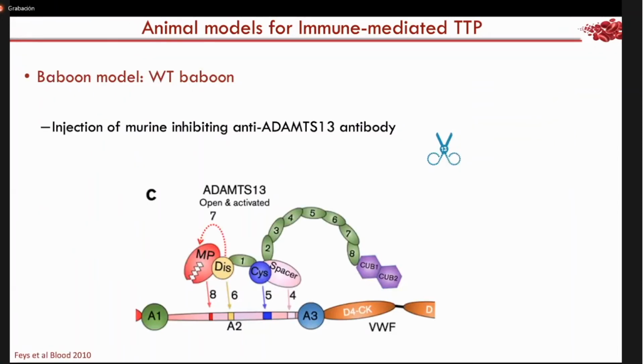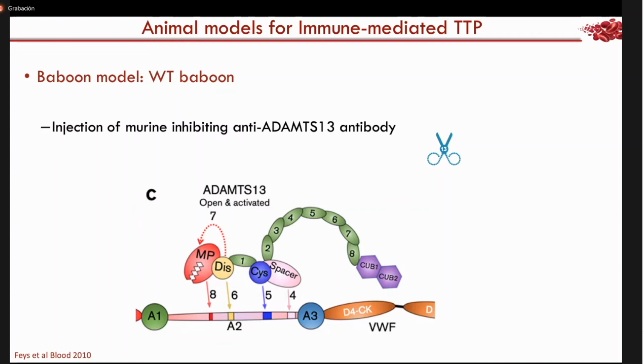And then I would like to end with the baboon model of TTP, which we developed. When the mouse model for congenital TTP was published, we saw that there was no spontaneous TTP, also not when the mice were pregnant. We thought of developing another animal model and looked to the baboons, because baboons, of course, are closer to humans. And we thought, okay, let's see what this gives.